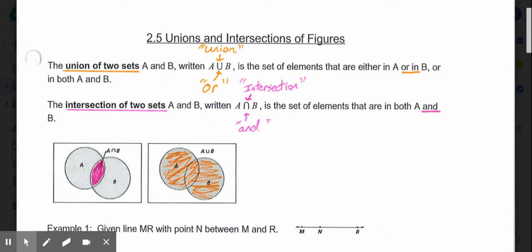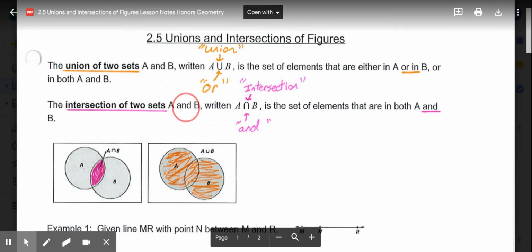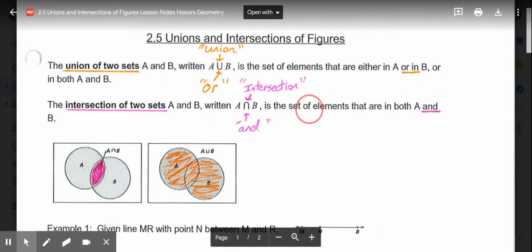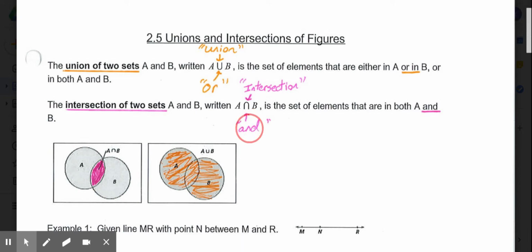Then we have the intersection of two sets. Again, if we're dealing with an intersection of two sets, A and B, it's written as the intersection of A and B. If we flip the union symbol upside down, we end up with the intersection symbol. The intersection of sets A and B is the set of elements that are in both A and B. So for an intersection, it's and. It has to be in both A and B. For a union, it's one or the other or both.